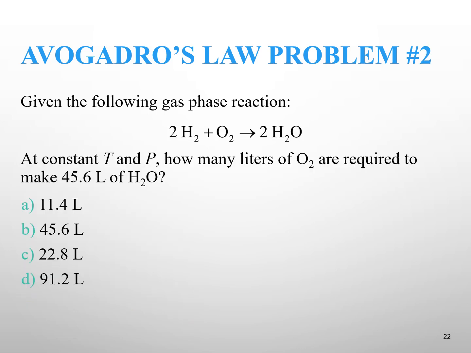So let's do another Avogadro's law problem. We have gases, 2H2 plus O2 equals 2H2O. And they say it's constant temperature and pressure, okay? So if it's constant temperature and pressure, our volume is proportional to the mole ratio. So, how many liters of O2 are required to make 45.6 liters of H2O? So we know we have 45.6 liters of H2O.